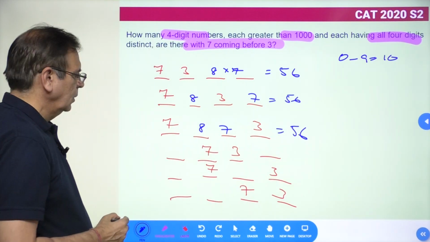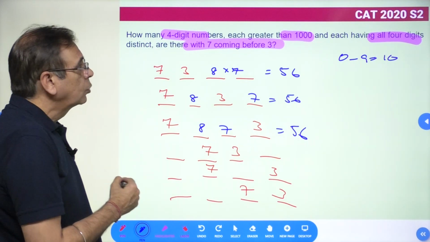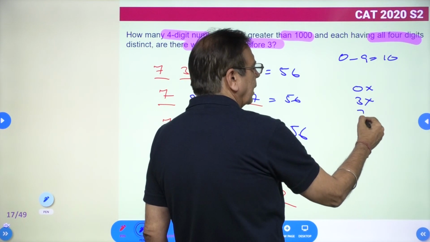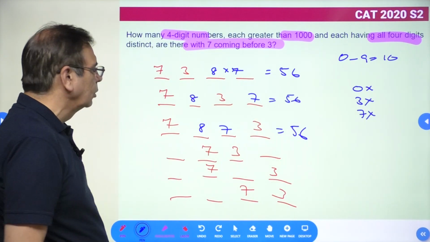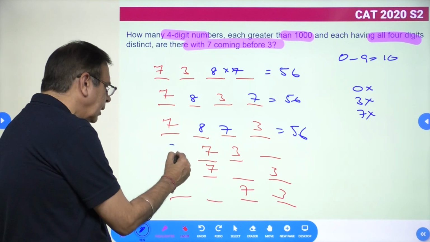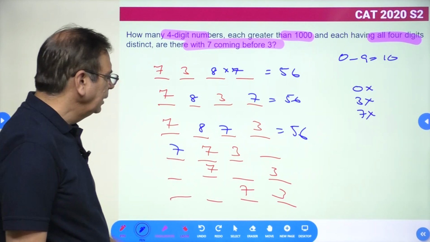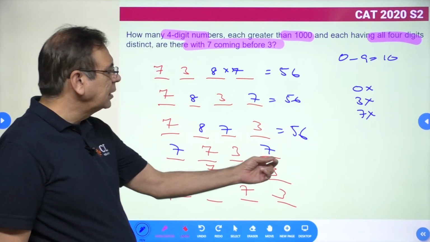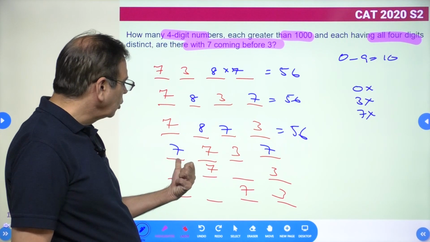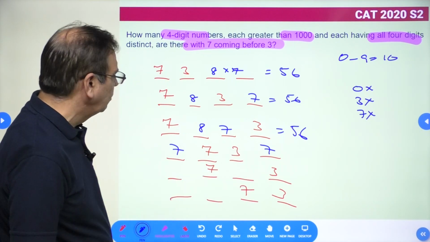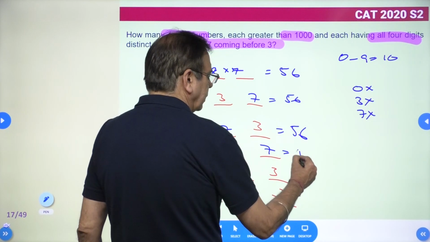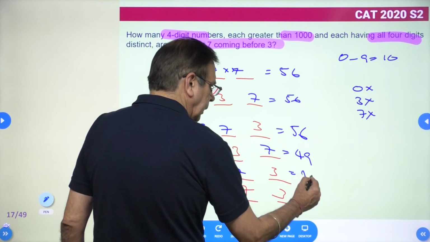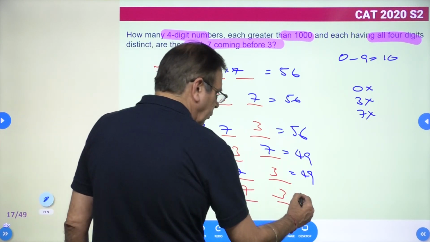What about here? I cannot get a 0 here. So out of 0 to 9, I cannot have 0 here. I cannot have 3 here. I cannot have 7. Out of 10, 3 digits are gone. I am left with only 7 digits. And how many here? 7. Why? Because here I can now put a 0. Here I could not put 0, here we can put 0, so it becomes back to 7. So 49. Similarly, what here? Same 7 into 7, 49, and same 7 into 7, 49.